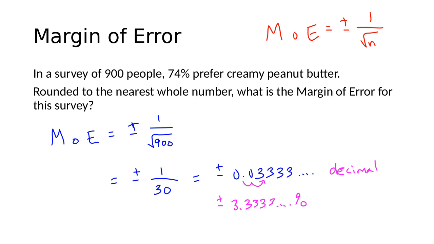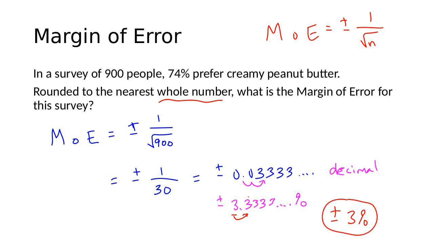This particular problem told us to round our answer to the nearest whole number. So we'll find the whole number. We'll look 1 space to the right of that. Since this number is 4 or lower, we're going to round down, and we're going to say that the margin of error for this particular survey is plus or minus 3%. So that's our margin of error.